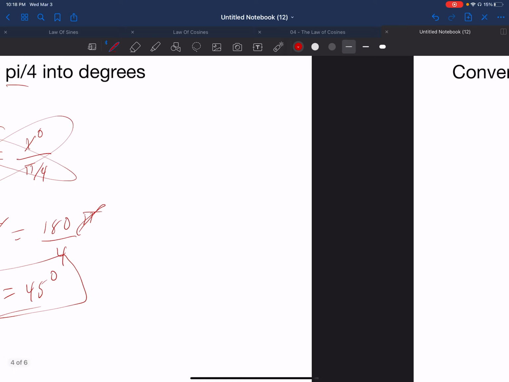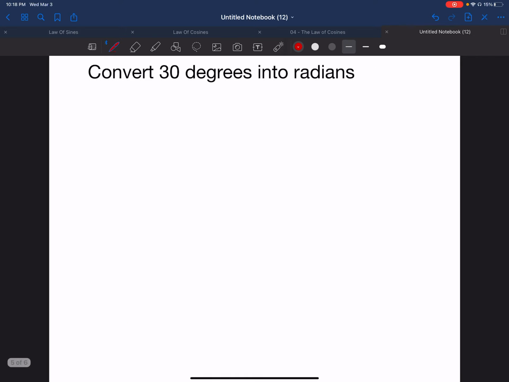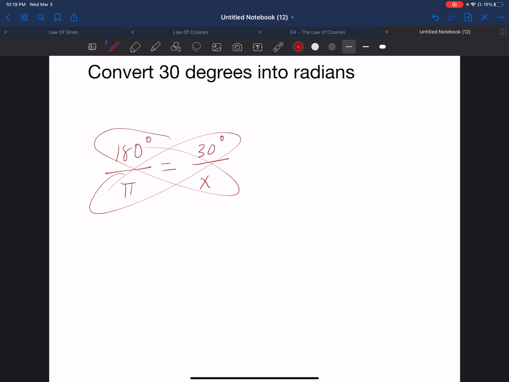If you do it the other way around, converting 30 degrees into radians is going to be a similar process. Remember our setup. 180 degrees is equal to pi. 30 degrees is equal to x radians. Remember, your goal is to have a pi at the end. So this one is going to work a little bit different, but the setup is always going to be the same. So I'm going to have 180x equals 30 pi. And then I'm going to divide both sides by 180.